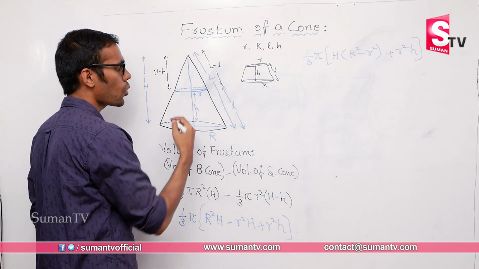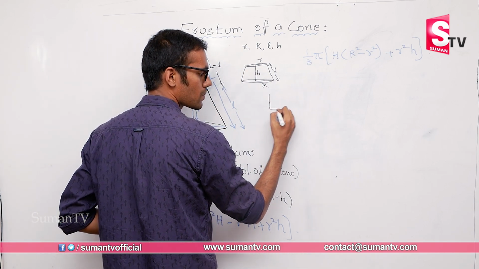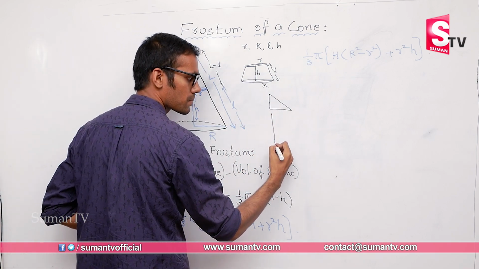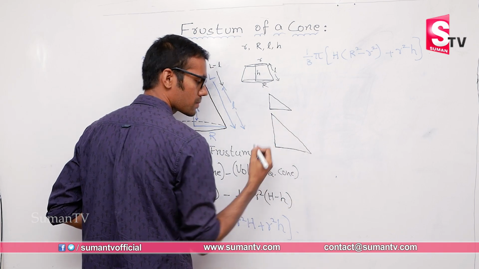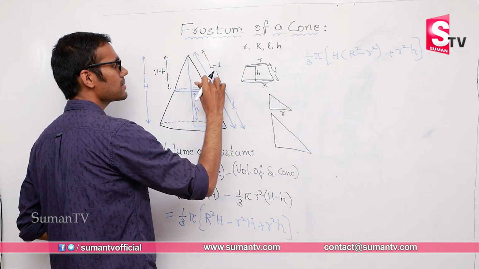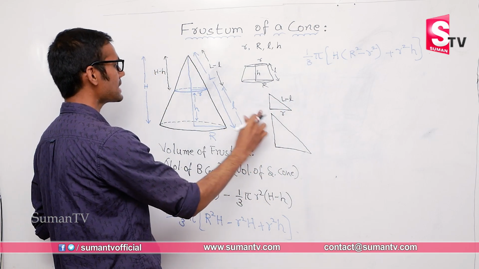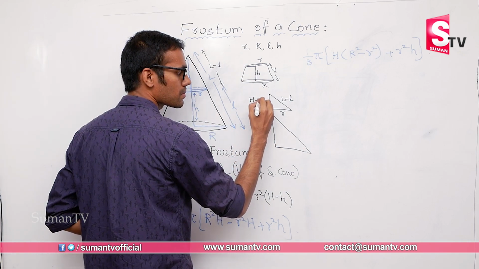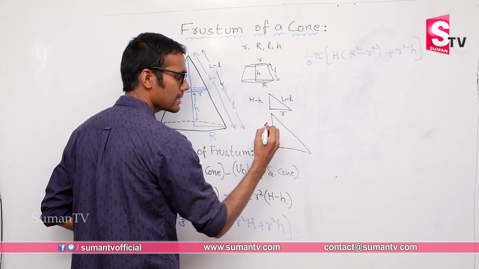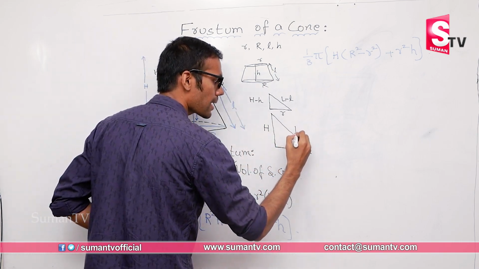So if you look at this cone, you have two similar triangles. One is the smaller cone and the other one is the whole bigger cone. Now for the smaller cone, we have the base as small r, the hypotenuse as capital L minus small l, and the third side will be capital H minus small h. For the bigger cone, what all do we have? We have capital H as the height, the base as capital R, and the hypotenuse as capital L.